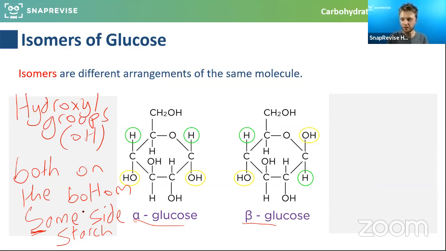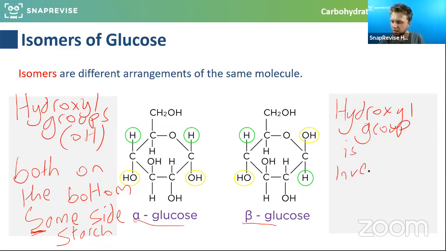In terms of how you want to define beta glucose, again, this is one of those really picky things that examiners seem to like taking marks off you for. You need to say the hydroxyl group is inverted. I have seen examiners take off marks for saying the hydroxyl group is on different sides, or if people have said the OH group is on the different side, I've seen them not give that. So you need to be saying hydroxyl, totally key. You need to say hydroxyl and you need to say inverted. Just saying on different sides won't be enough.